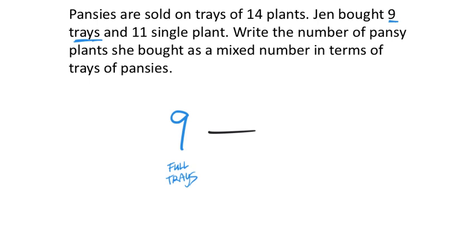And the top number is going to be how many plants, I guess separately, that she purchased. The denominator is going to be how many plants are in a tray. Well, each tray has 14 plants, so that's my denominator. And looks like she bought 11 of those 14. So one of the trays has only 11 plants out of the 14 slots. So 3 of them would be empty, and that's okay. But as a mixed number, how many pansies, trays of pansies, did Jen buy?